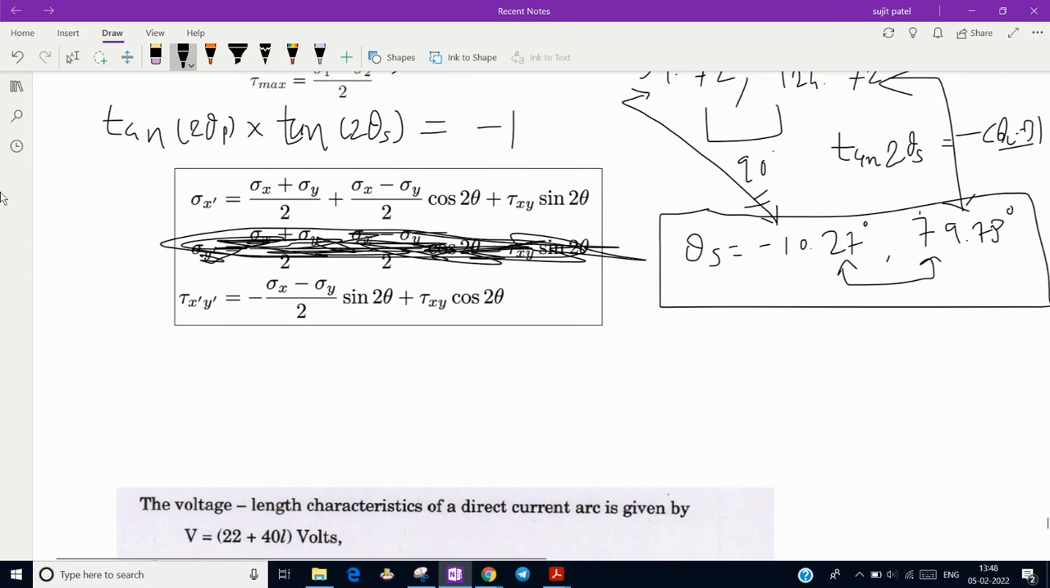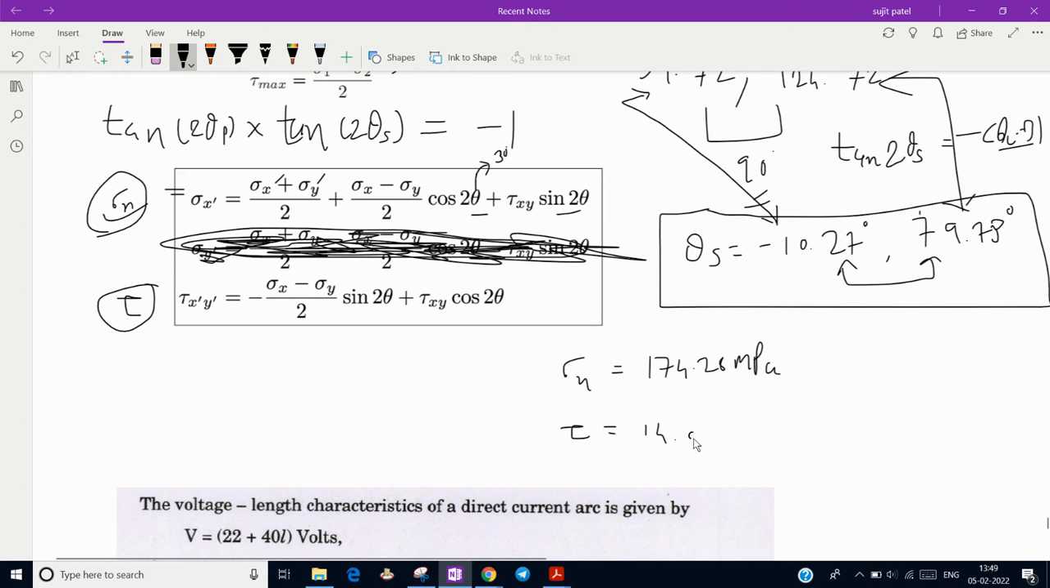Now at 30 degrees, this is the equation of normal stress, sigma n, and tau. Sigma x, sigma y are 120 and 60, and cos 2 theta. Here theta is 30 degrees, so 2 theta will be 60 degrees. Put all the values, and you will get normal stress at 30 degrees equal to 174.28 megapascal, and shear stress equal to 14.02 megapascal.